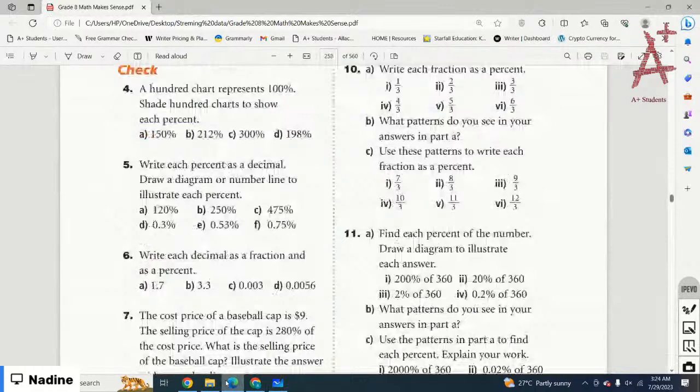Then B is 212%. So you have to make 3 charts. 2 of the complete charts are colored. For the third one, just 12 of the squares are colored. Right?